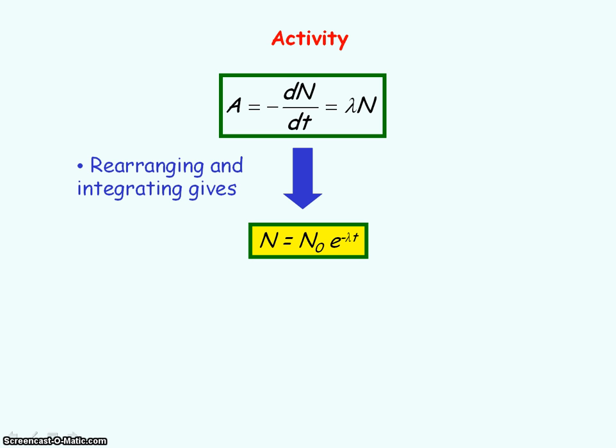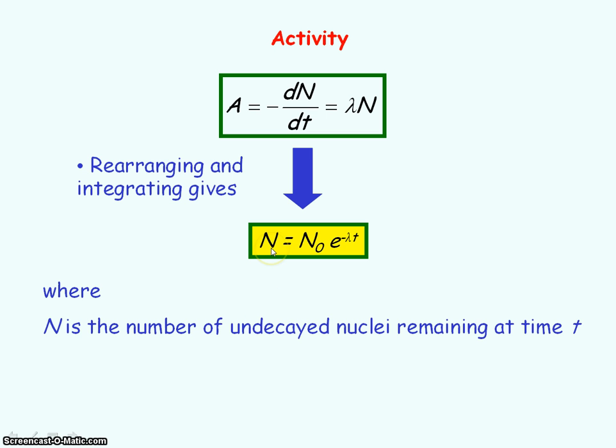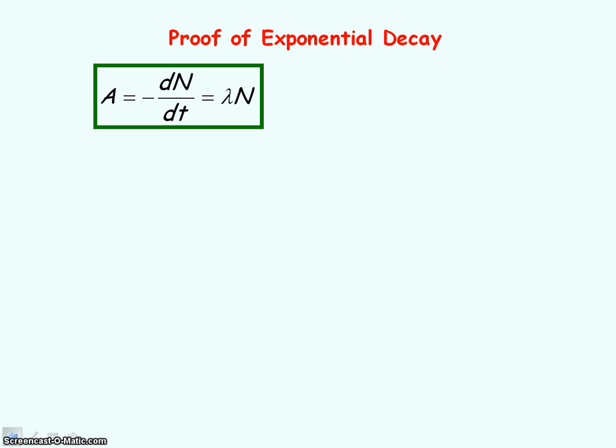Rearranging this equation and integrating gives you an exponential equation for N, where N is the number of undecayed nuclei remaining at time t, and N0 is the initial number of undecayed nuclei that was present. So I'm going to go through the proof of the exponential decay. It's not a proof you need to know for the exam.